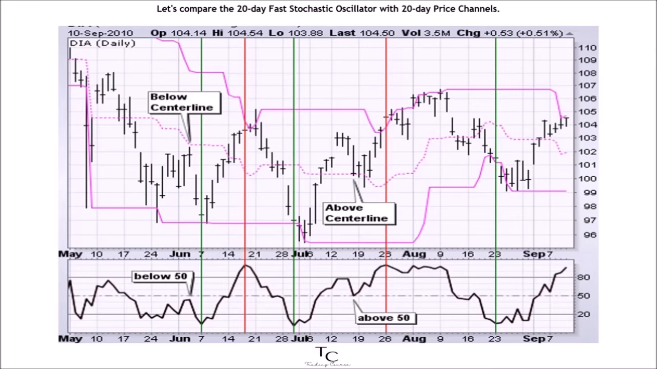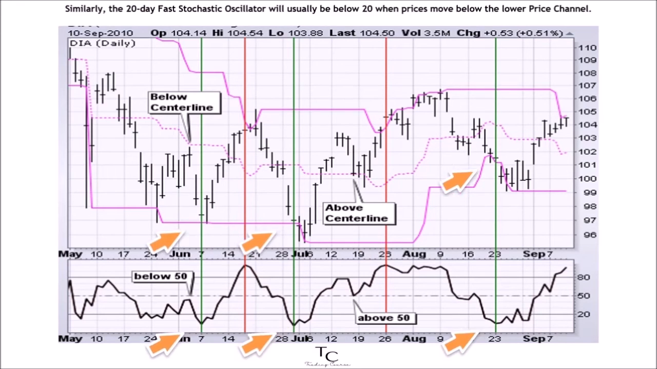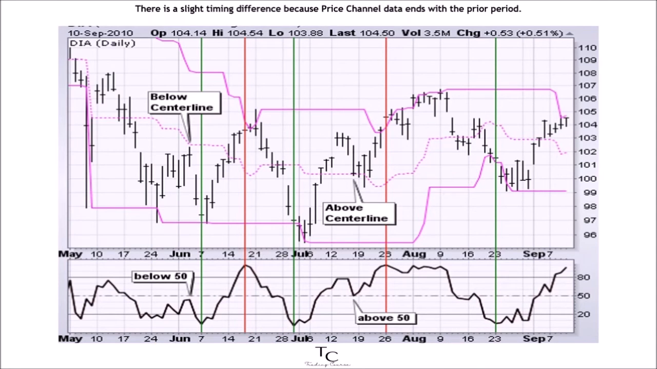Let's compare the 20-day fast stochastic oscillator with 20-day price channels. The stochastic oscillator will usually be above 80 when prices exceed the upper price channel. Similarly, the 20-day fast stochastic oscillator will usually be below 20 when prices move below the lower price channel.